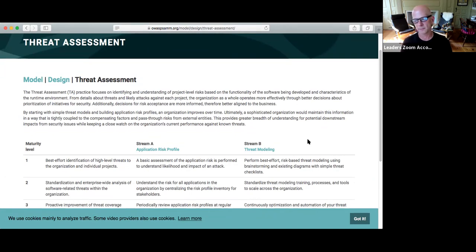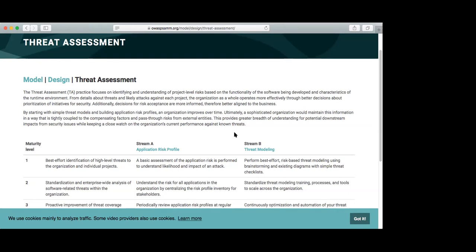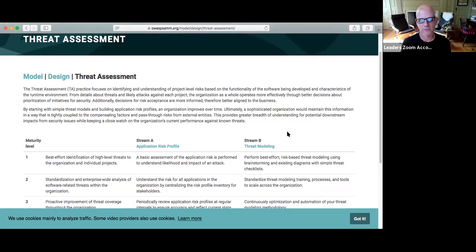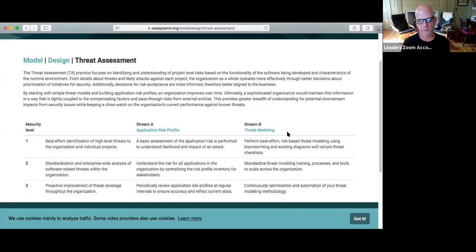And again, anybody, please chime in with alternative points of view or other thoughts around this as I speak very stream of consciously through this. So as you can see, threat assessment focuses on identifying and understanding project risks based on functionality. The 2 streams that we've pulled together and identified in this are application risk profile, which at maturity level 1, as we see here, is a basic assessment of the application risk performed to understand likelihood and impact of an attack.